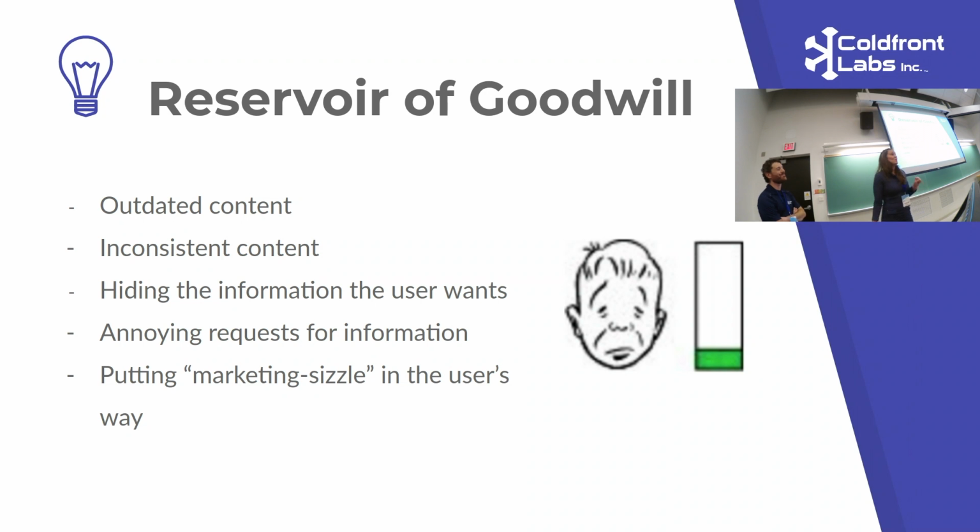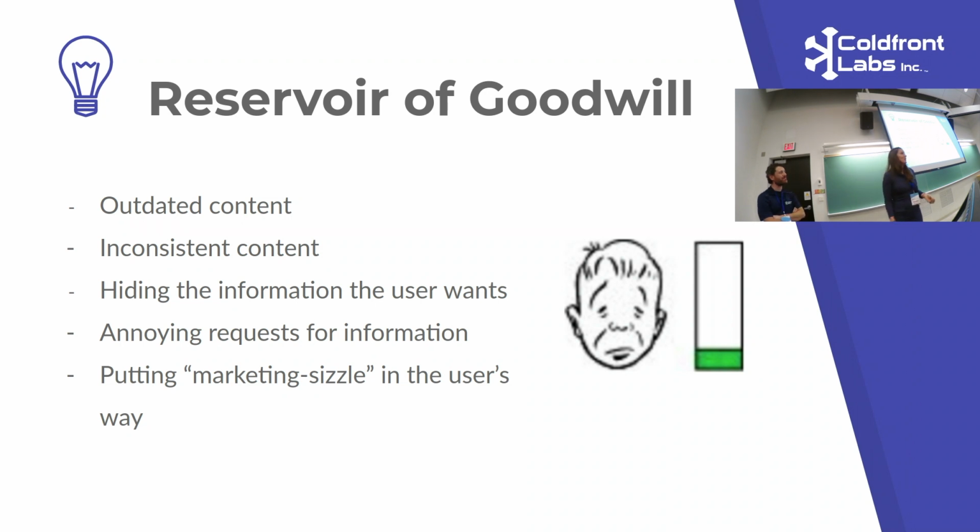Hiding information that the user wants, so you're purposely making them jump through your marketing sizzle. Stakeholders like to push for this. I want them to, they're gonna go looking for this, so let's put this and this in front of them so that I'm sure that they get promoted too. Lowers the reservoir of goodwill. They might give up halfway through because they can't find what they want.